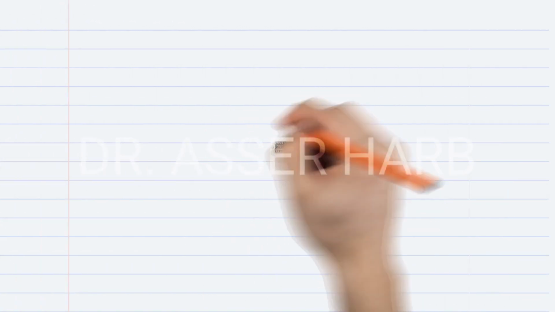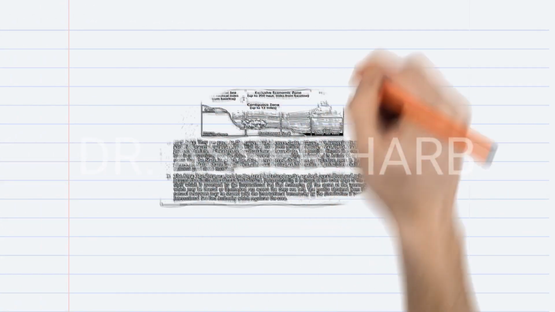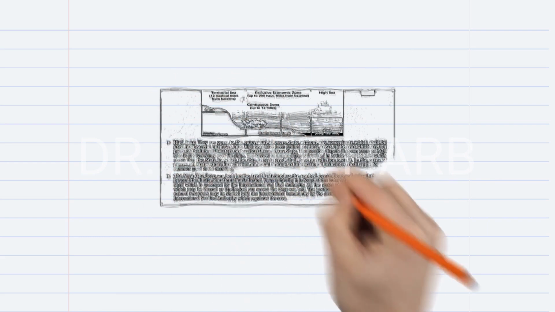The profits obtained from the utility of natural resources may be shared with the international community by the distribution of income from the International Seabed Authority.